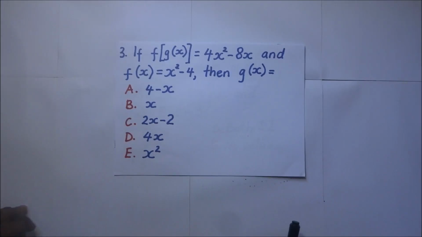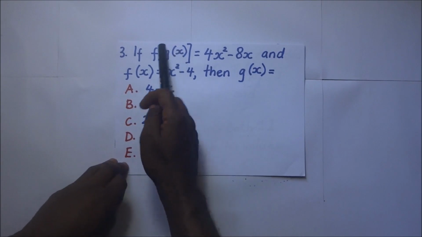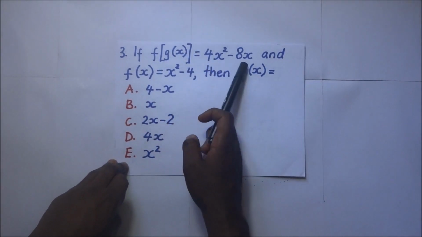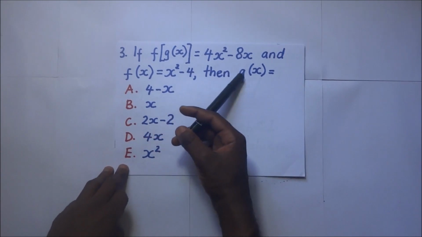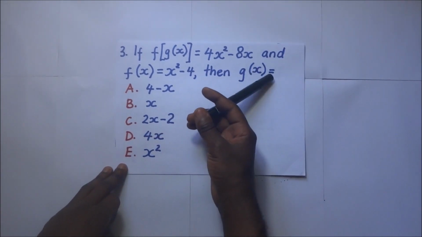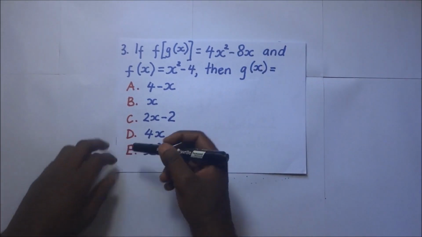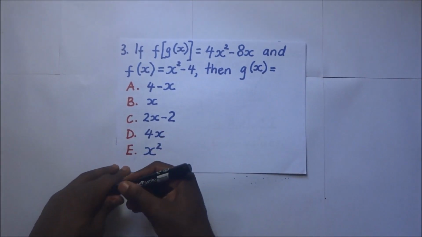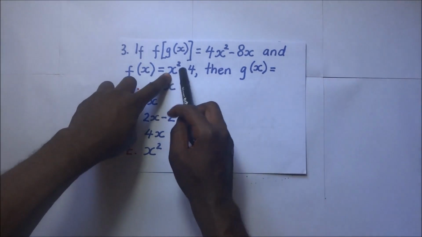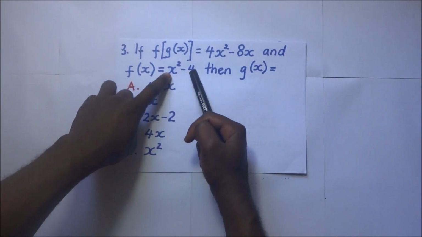And then we have this number. If this composite function is given by 4x squared minus 8x and f of x is x squared minus 4, then what is g of x? So we have been given f of x. If you look at this question, this is f of x. This has been given. f of x is x squared minus 4.